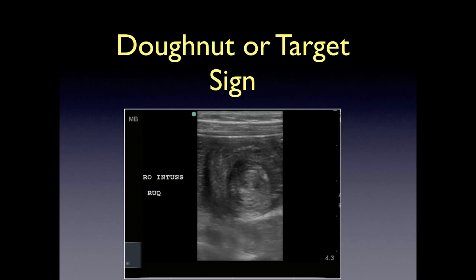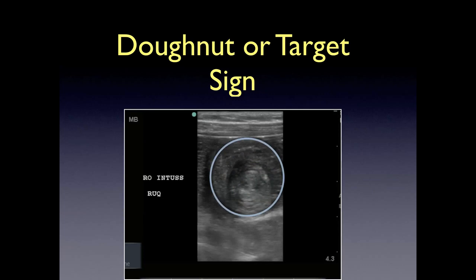In this case, the inner concentric circle corresponds to the intussusceptum, while the outer concentric circle here corresponds to the intussuscipiens. The hypoechoic area in between corresponds to the mesentery as well as the edematous bowel wall.